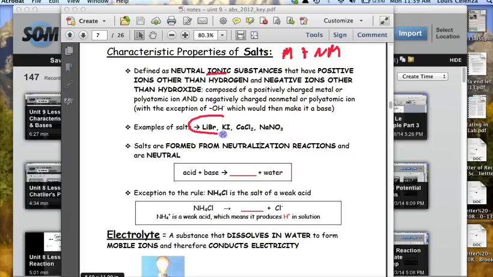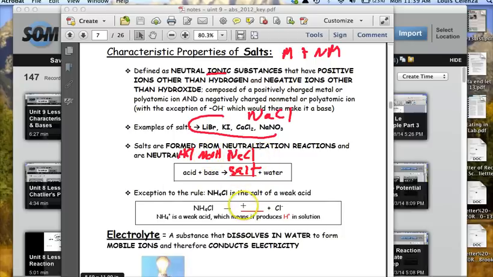Here are some examples of salts. The most common salt that we know of that you see a lot is NaCl. That's table salt, sodium chloride. Salts are formed during neutralization reactions, right? So if you wanted to form NaCl, you would have to have a base that has Na in it, along with an acid that has Cl. So HCl plus NaOH would give you NaCl plus water.